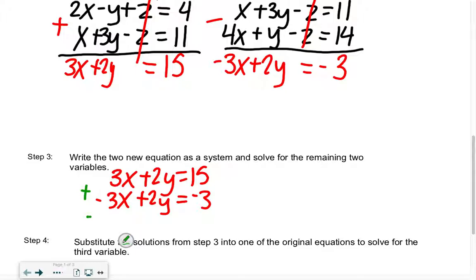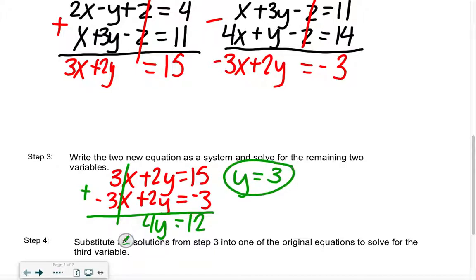Add. Do my x's cancel? Yep. 2y plus 2y gives me 4y. 15 plus a negative 3, 12. So how much is y? 3. So y is 3. So there's one variable. Okay.